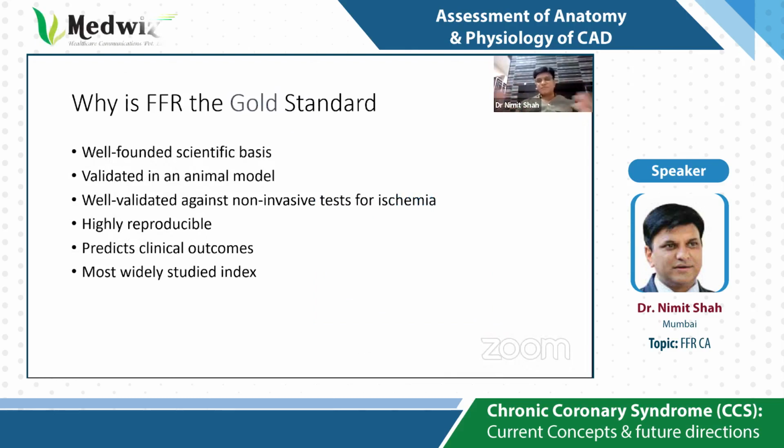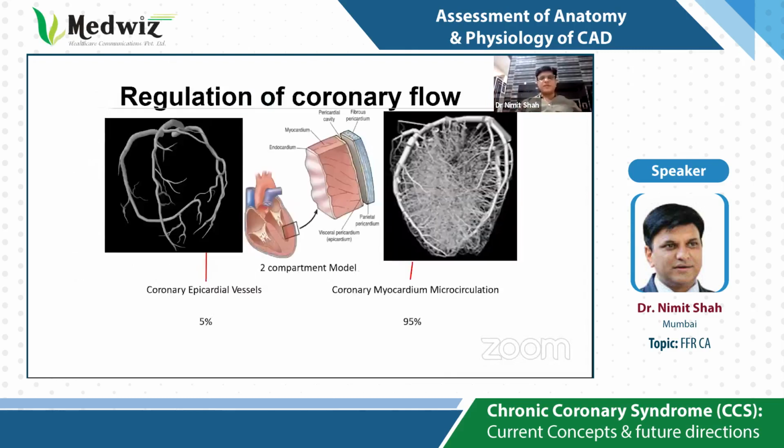We all know, and my previous 2 speakers have also commented, that FFR is so far proven to be the gold standard, and everything is compared now with FFR. So why is it the gold standard? Because it has a well-founded scientific basis, a lot of trials, a lot of patients involved, a lot of publications on this. It is validated in animal models, also validated against non-invasive tests for ischemia, stress echoes, thallium scans, highly reproducible, predicts clinical outcomes. Various trials have shown that, and it is the most widely studied index.